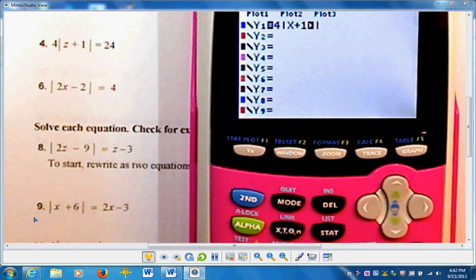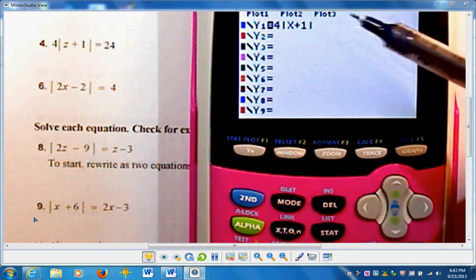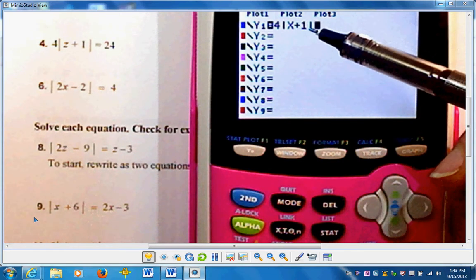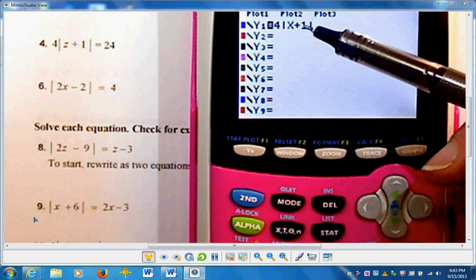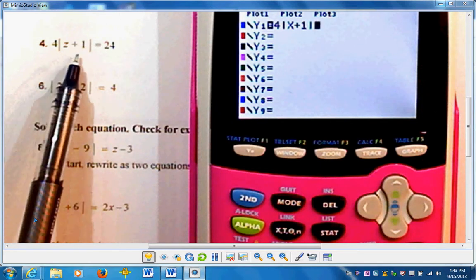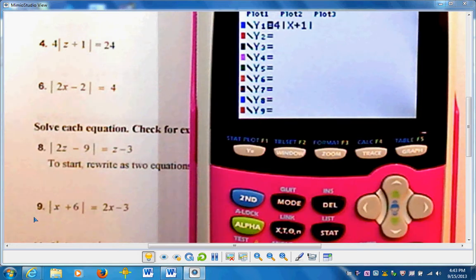It doesn't matter that here it says z, x, y. It doesn't really matter in this case. And then I have to make sure that I either close my parentheses if you have an older version calculator, or go outside the absolute value. So this is x plus 1 is on the inside, just as the z plus 1 is on the inside here. So now y is going to equal 24. So I'm going to put in 24.